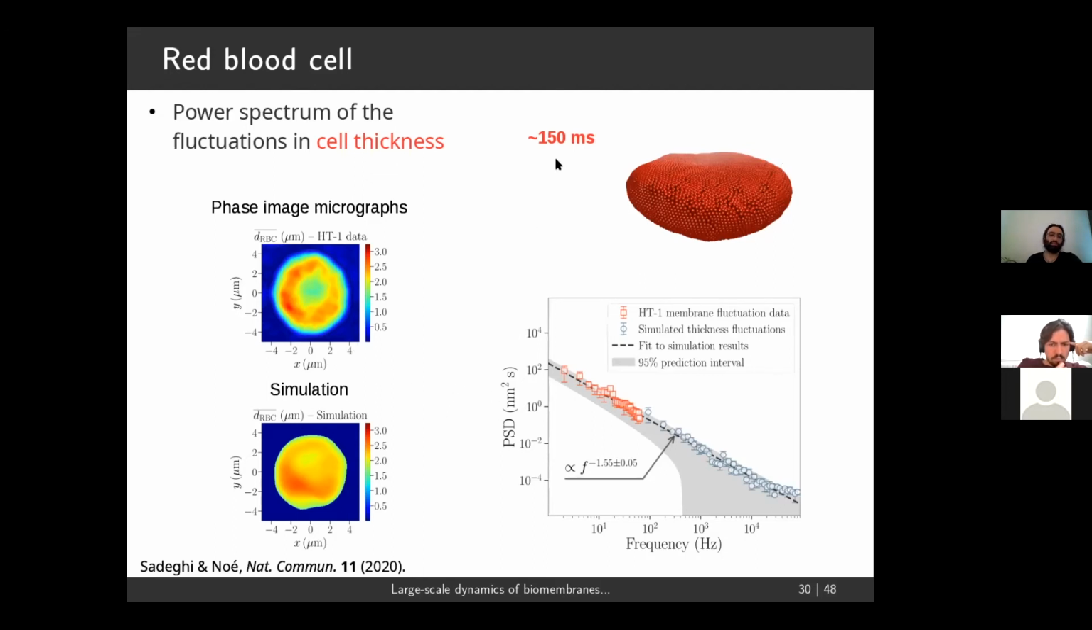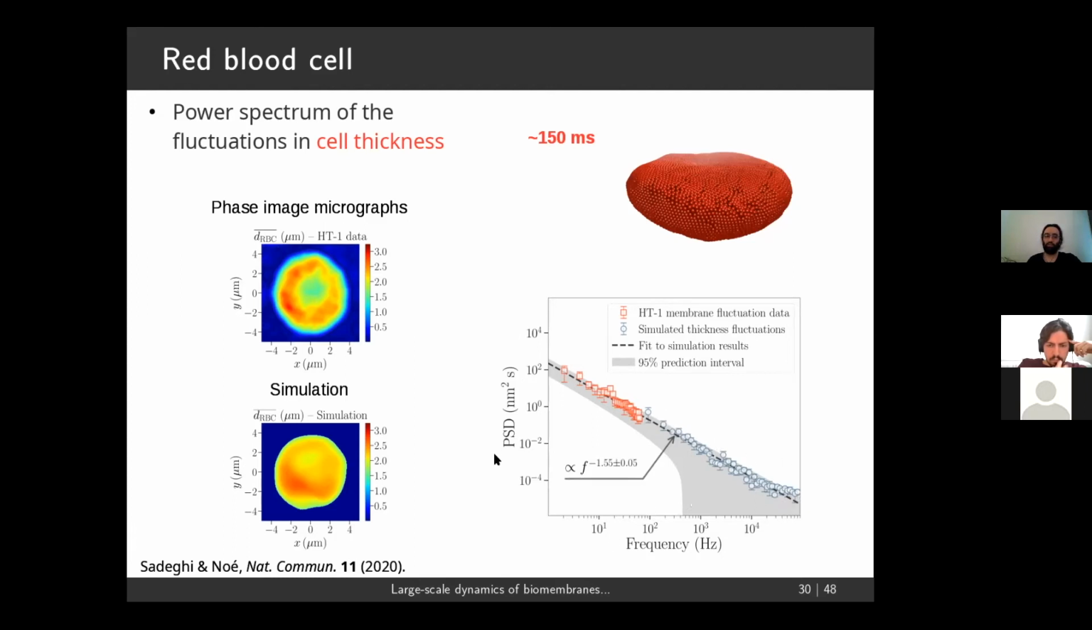And so with this coarse-grained model and the efficient way of tackling the interactions and the hydrodynamics, I could do very long simulations. So I looked at the fluctuations for 150 milliseconds. Still, it barely reaches the experimental range, but it's enough to observe the behavior.